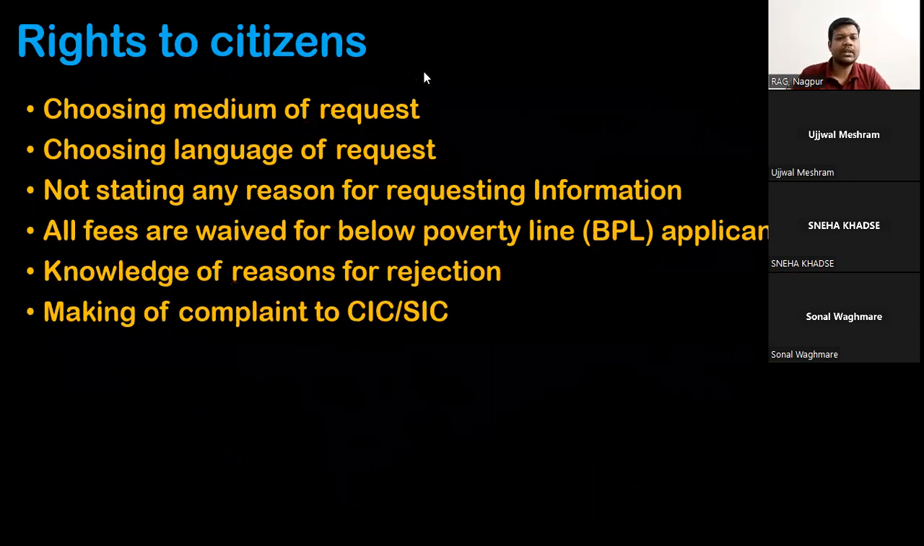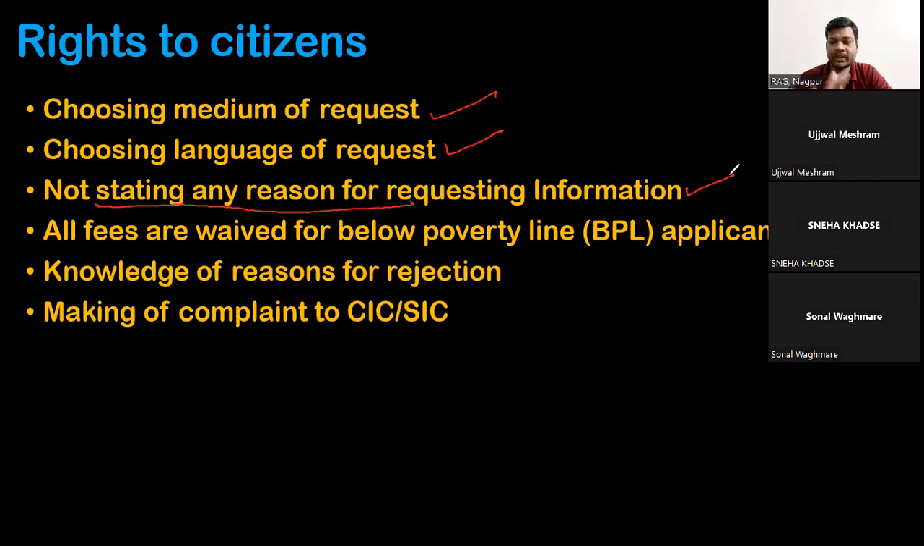Next, now what are the rights of citizens? This RTI is giving you lots and lots of rights. These rights are choosing the medium of request. You can ask for the information in any medium. You can ask for written information, you can ask for electronic information. Choosing the language of request: you can choose any language, either Hindi, English, or any of your languages. Not stating any reason for requesting information.